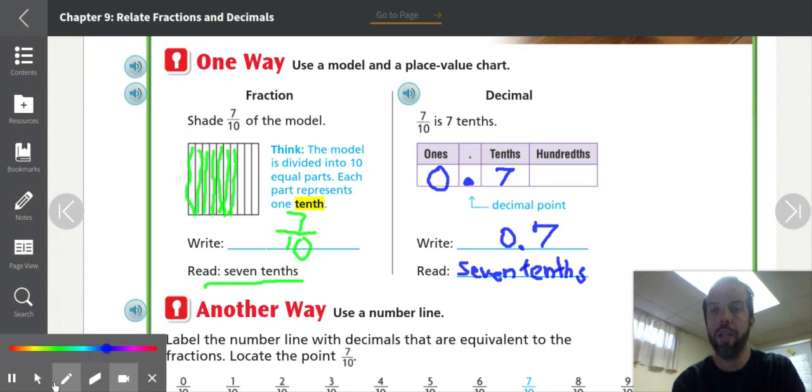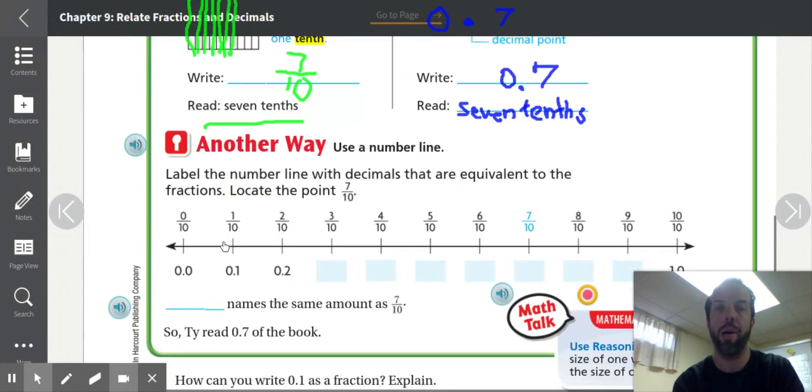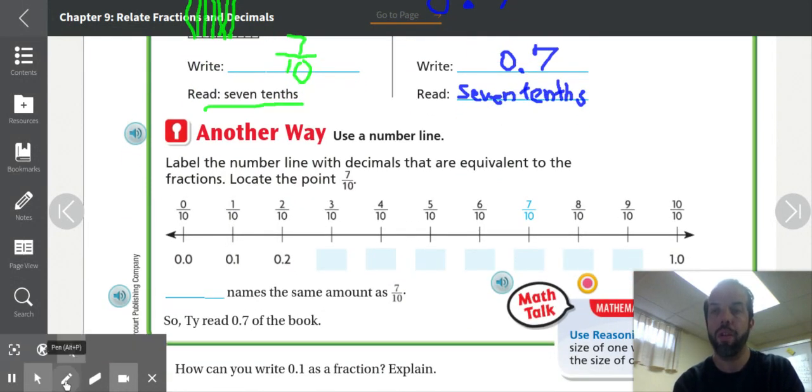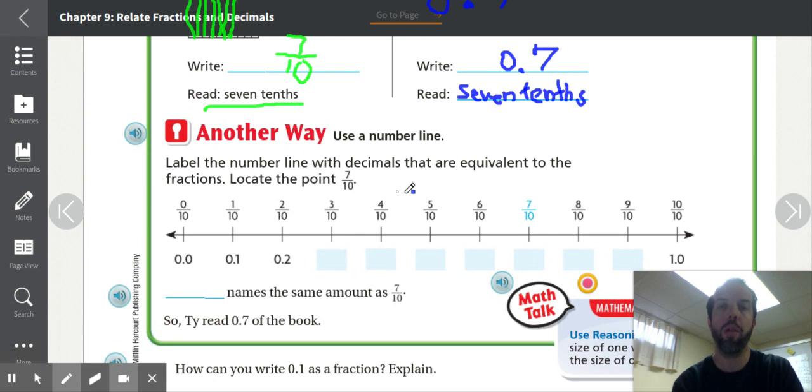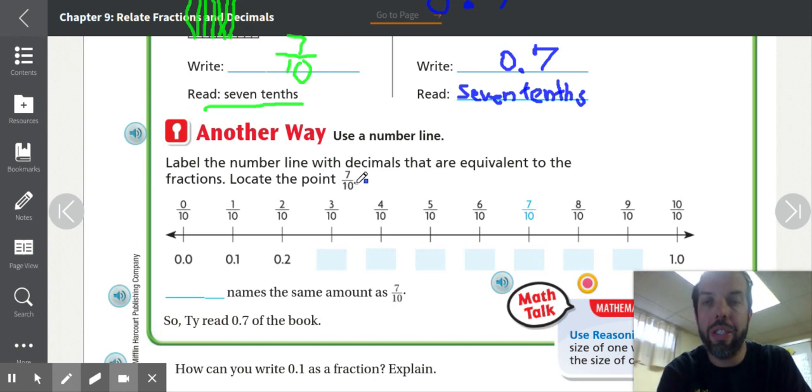All right, so let's scroll down, because sometimes we're also going to be able to use number lines to help us with decimals. It says label the number line with decimals that are equivalent to the fractions. Locate the point 7/10. So I have my number line here, and I see it starts with 0 and 0/10. These are equivalent. They're both worth nothing.